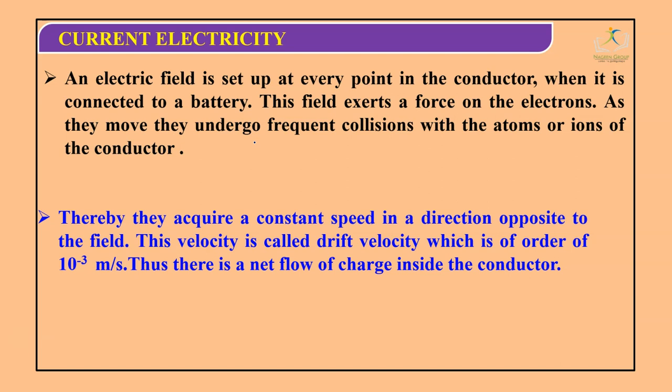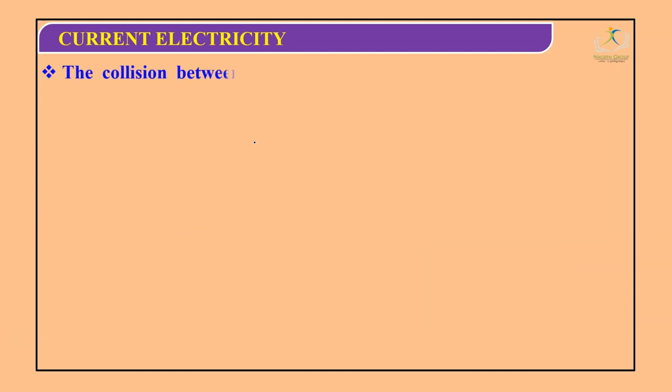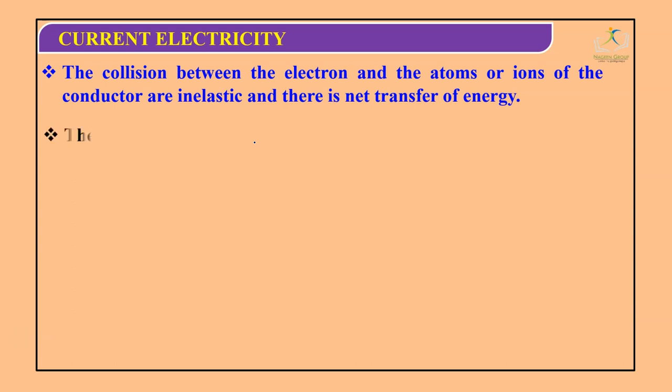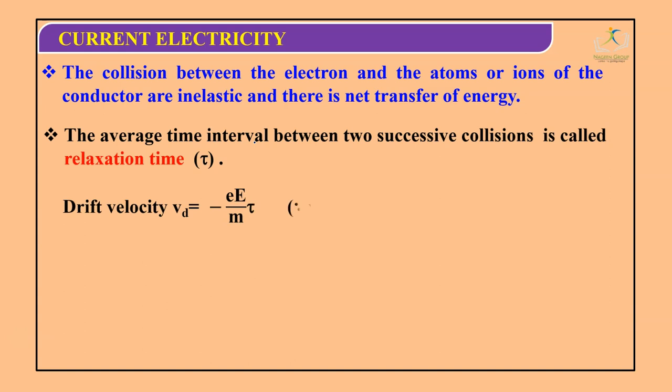Thereby, they acquire a constant speed in the direction opposite to the field. This velocity is called drift velocity, which is of the order 10 to the power minus 3 meter per second. Thus, there is a net flow of charge inside the conductor. The collisions between the electrons and the atom ions of the conductor are inelastic, and there is a net transfer of energy. The average time interval between two successive collisions is called relaxation time, which is represented by tau.